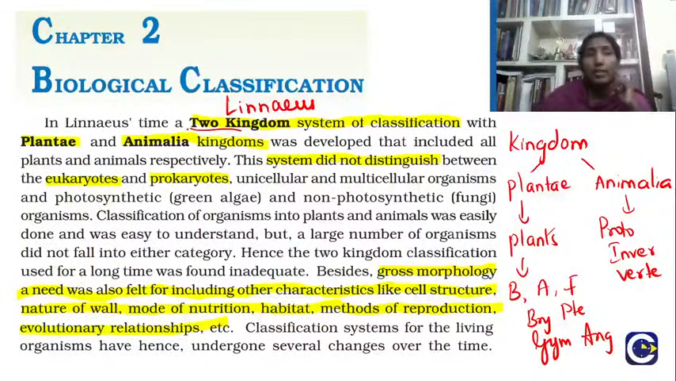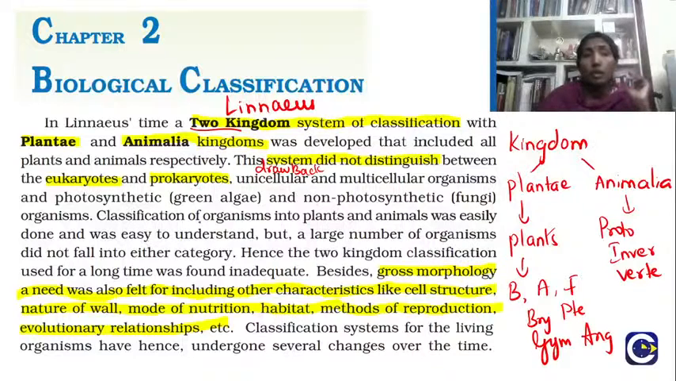So in Linnaeus's time, a two kingdom system of classification with Plantae and Animal kingdoms was developed that included all plants and animals respectively. So this system did not distinguish between the eukaryotes and prokaryotes. So that was a drawback. It did not distinguish the unicellular and the multicellular organisms, even the photosynthetic and the non-photosynthetic organisms.